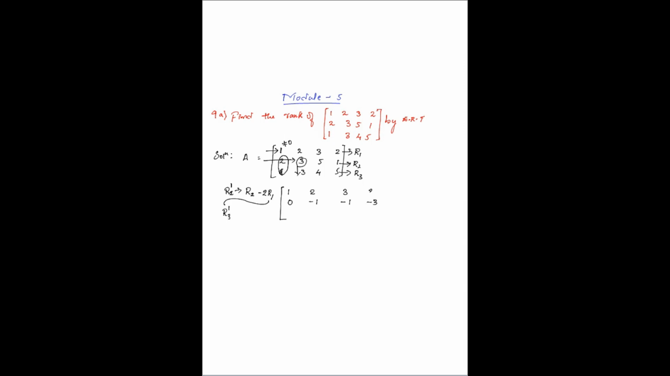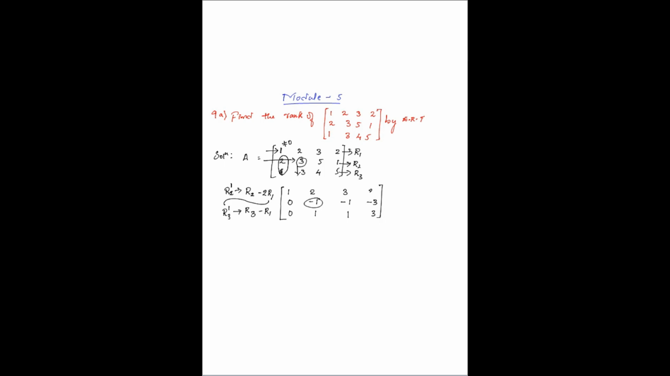R3 dash changes to R3 minus R1. So 1 minus 1 is 0, 3 minus 2 is 1, 4 minus 3 is 1, 5 minus 2 is 3, 5 minus 2 is 3.